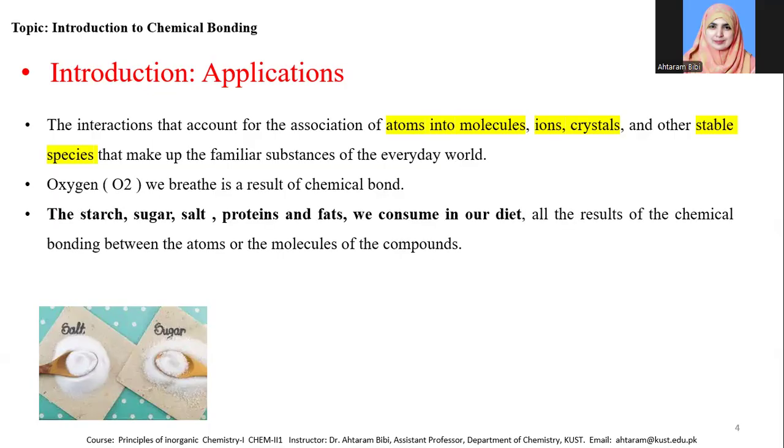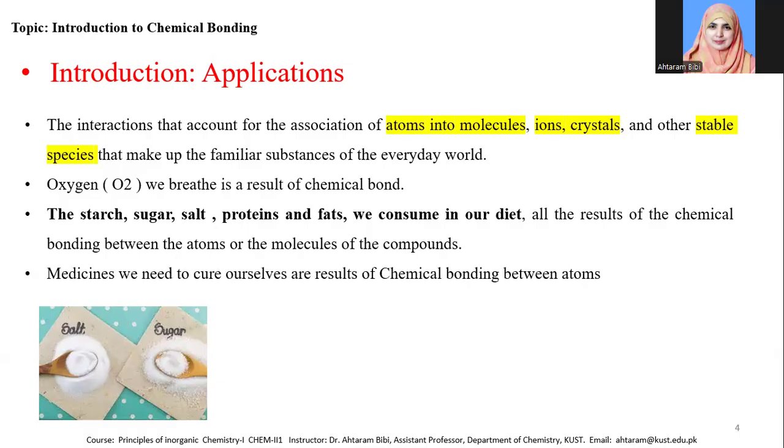The starch, the sugar, salt, protein, fats, all these things we consume in our diet, all result from the chemical bonding between the atoms or molecules and make these valuable compounds which we use on a daily basis. So it's important to know about chemical bonding.